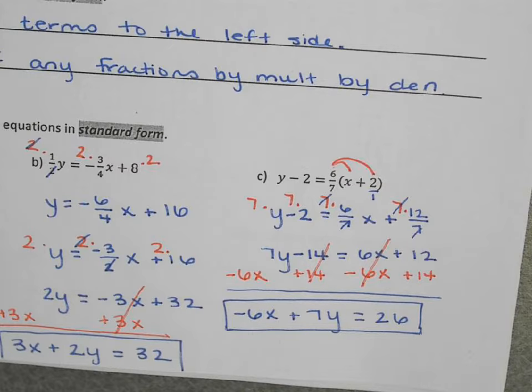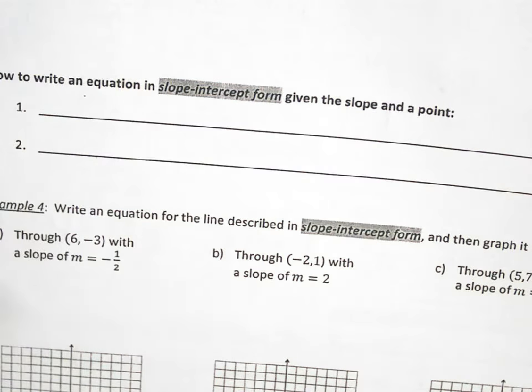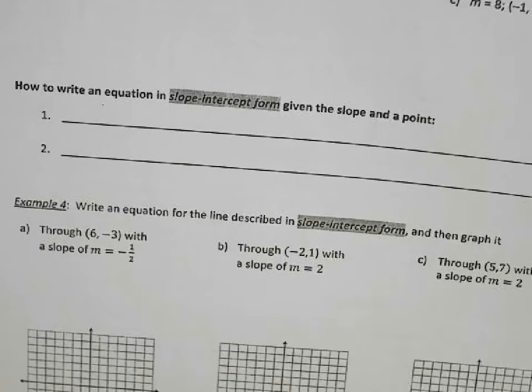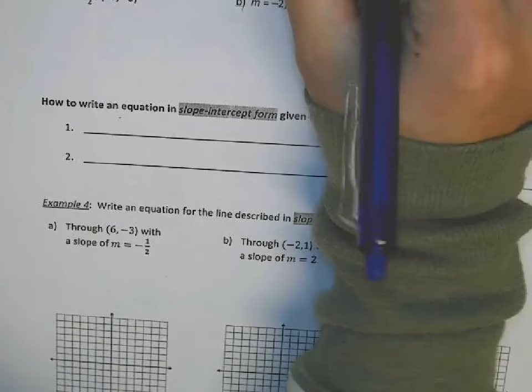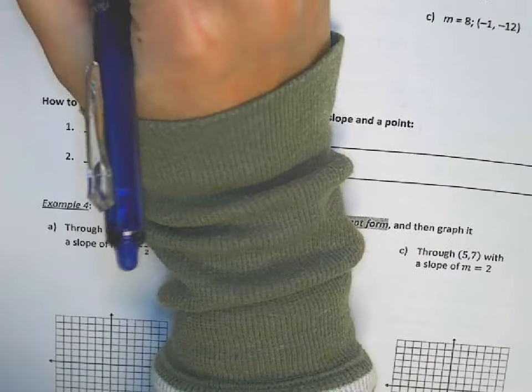So we actually just did a problem that was written in point slope form, and we converted to standard form. And this next set of directions says, write an equation in standard form, which is what we just did, given the slope and a point. And if you're given the slope and a point, the first thing that you're going to want to do is write it in point slope form. Point and a slope, write it in point slope form.